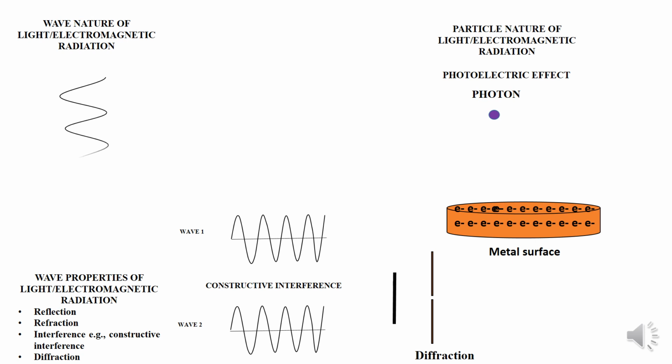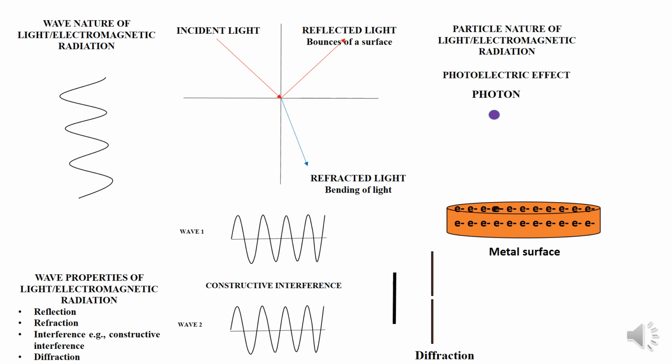Here are some of the important wave properties of light, which include reflection, refraction, interference, and diffraction. The incident light bounces off a surface due to reflection, and the incident light is getting refracted, and during refraction you see bending of light as the light travels from the rarer medium to the denser medium.